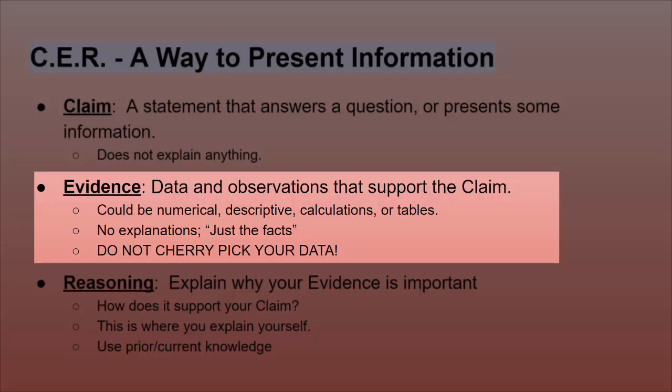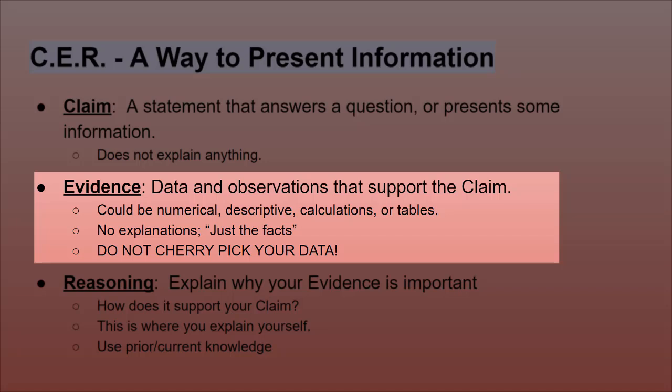Evidence. Evidence is data and observations that support your claim. It can be numerical data, we call quantitative data. It could be descriptive or qualitative data, observations, things you see, smell, touch, feel, taste, okay? It could be calculations that result in a number that helps to support your claim, or tables of data. You don't explain anything in your evidence. You just list the facts. No explanation happens here. You just give data, as much data as you can to support your claim.